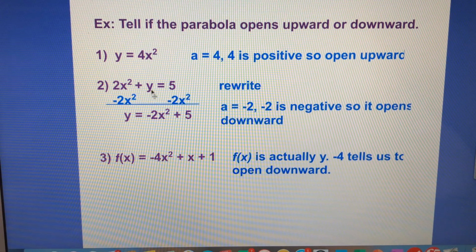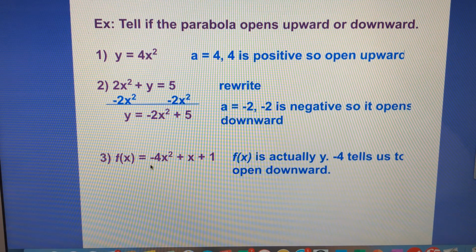2x squared plus y equals 5. I have to isolate y. So therefore, I subtract 2x squared from both sides of my equation. Y equals negative 2x squared plus 5. A, the coefficient of x squared, is negative 2. And negative 2 is obviously negative, so it opens downward.